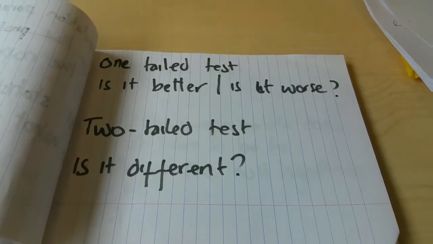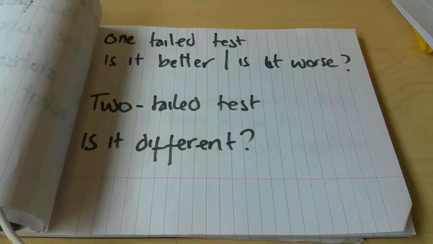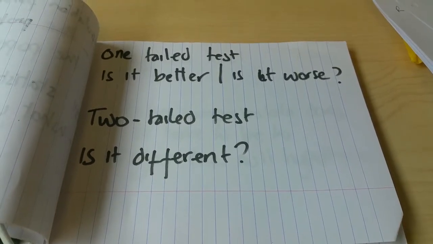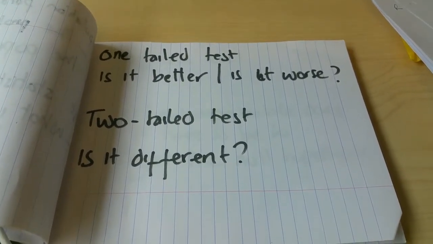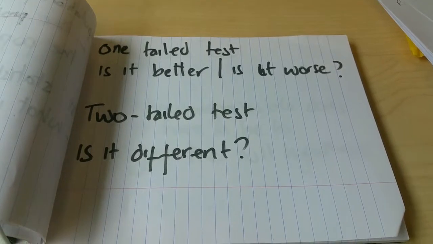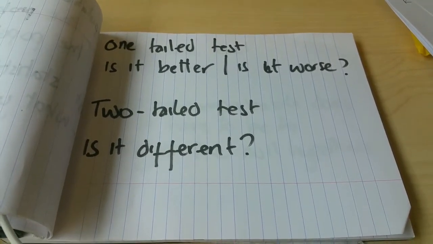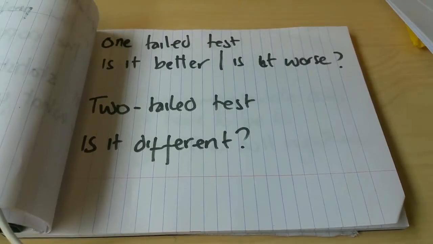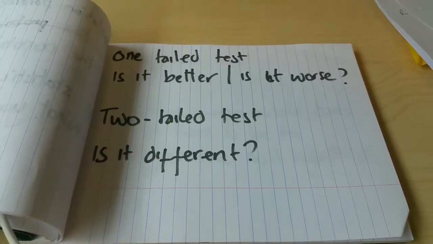Now, there are two types of tests that you could be asked to do. One's a one-tailed test and one's a two-tailed test. Probably the easiest way to remember these is that a one-tailed test is either going to say, is it better or is it worse? Does it go higher or does it go lower? You're testing in one direction. Have things changed, either for the better or for the worse. And the two-tailed test is, is it different?